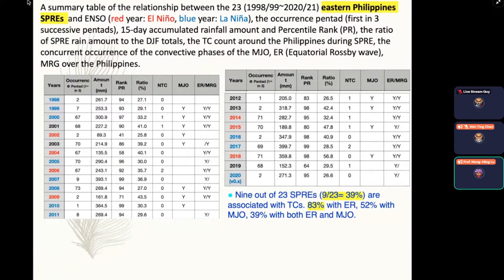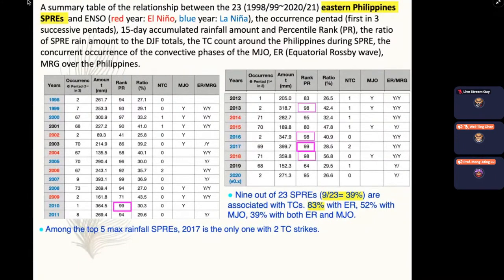But for the MJO, 52% of SPREs are associated with the MJO. And with both ER and MJO, it's 39%. So we can see that for these Eastern Philippine SPREs, it seems that the ER is the most influential factor among ENSO, MJO and the equatorial waves, the EWs.